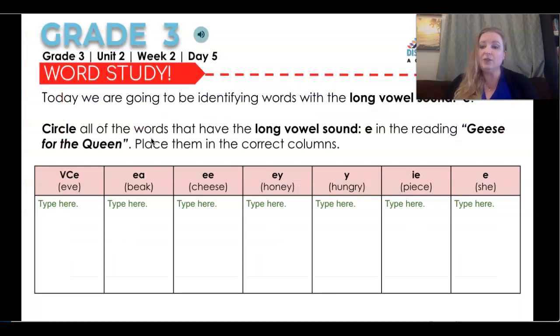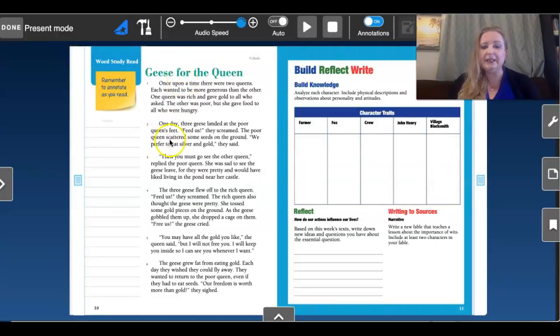So now in your slide deck, the next slide is going to be about, you're going to go over and identify all the long E words in your reading. Geese for the queen. In fact, do you see how geese has two E's in it? And queen has the two E pattern in it? Once you go through your text and circle all of the long E sound words in geese for the queen, then you can type them in here. So let's look. So geese for the queen.